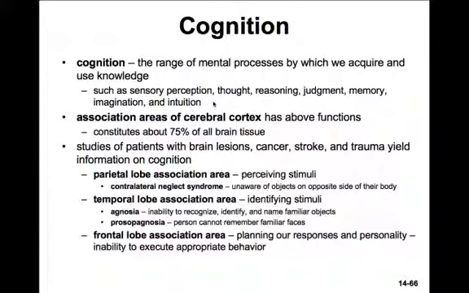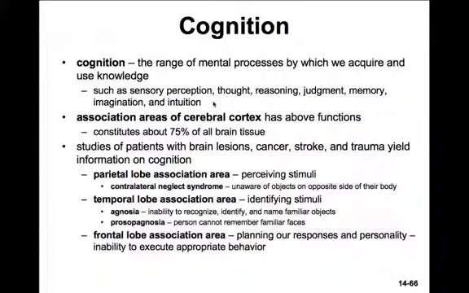The temporal lobe association area seems to be involved in identifying stimuli. Patients with lesions in this lobe have an inability to recognize, identify, and name very familiar objects. This is called agnosia. When this happens in the recognition of people, it is called prosopagnosia.